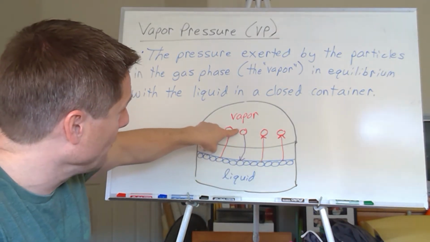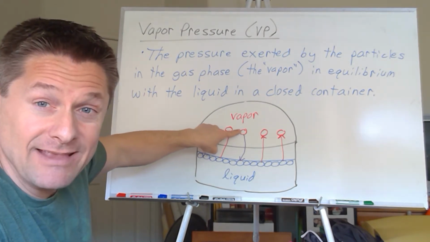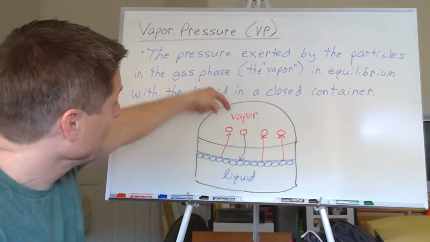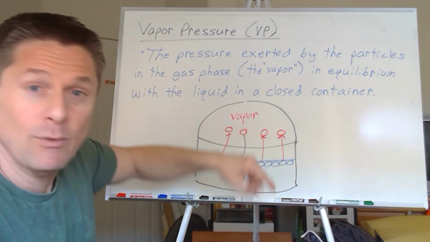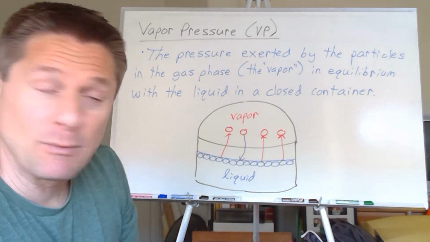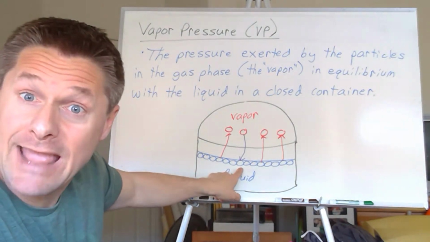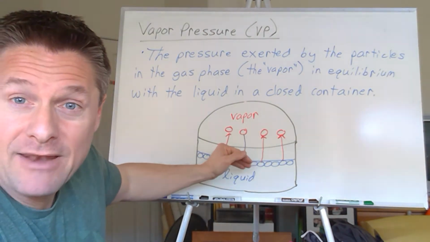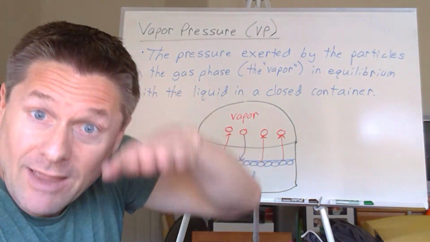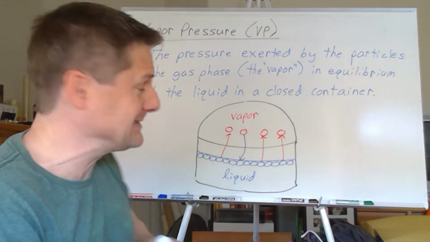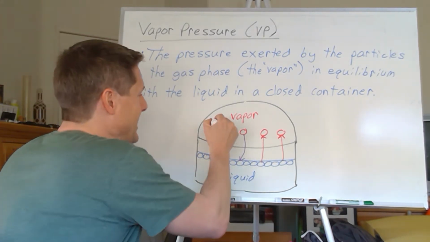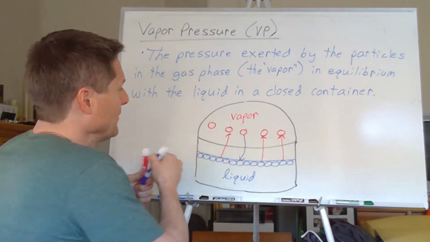But is it possible for one of these gas phase particles, what we call the vapor, to strike the surface of the liquid, lock in the intermolecular forces, and then condense? But the evaporation rate would be higher than the condensation rate, so you'd still see the liquid level go down. But there should be a time when the evaporation rate equals the condensation rate.